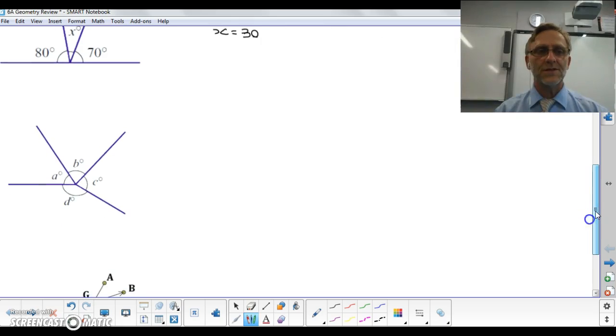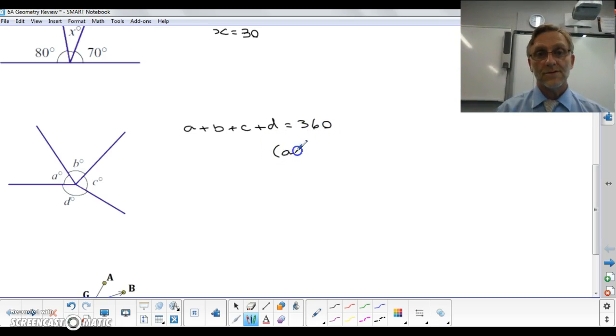Slightly different question down here. It's not can you tell me the size of these angles? It's can you tell me their sum? What is A plus B plus C plus D? Well, you should be able to tell me that that's 360. Can you tell me the reason why? Well, it's because angles at a point add up to 360 degrees.